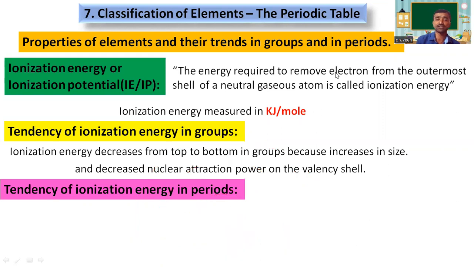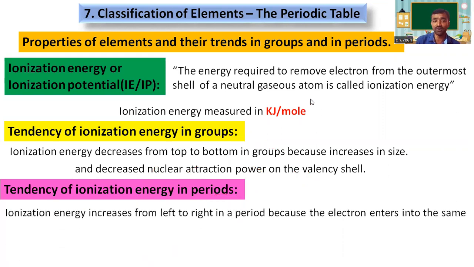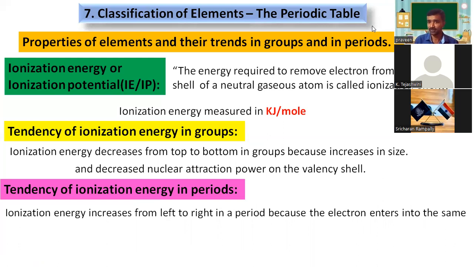So, the tendency of ionization energy in periods: the nuclear attraction power is increasing on the valence shell, the outermost shell. Automatically, what happens? The nuclear attraction power is increasing, atomic size is decreasing, and ionization energy increases, the opposite, because of the greater attraction force. Simple. So compare the groups and periods here. Are you clear about this? What about the remaining students? Tejaswini, Surajita, Medasri?